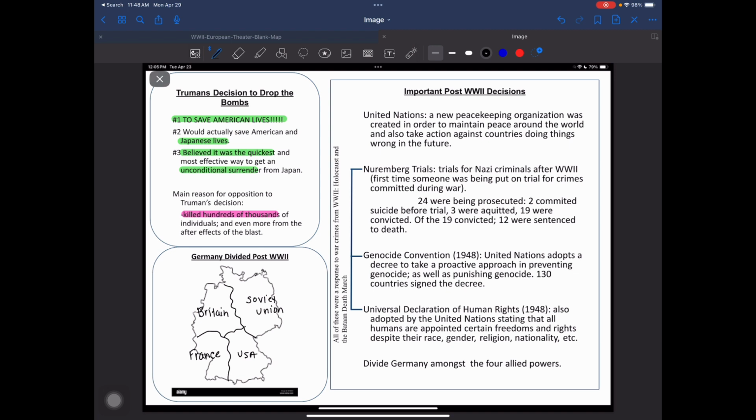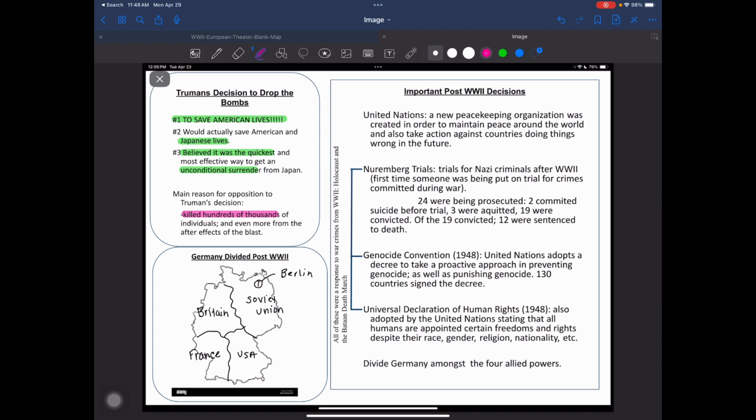And so not only did we divide up Germany, if you remember over here, we split up the capital of Germany, which was Berlin, as well. The thing about that is Berlin is located in the Soviet Union's sector, but it was divided pretty much the same way that we split up Germany here.